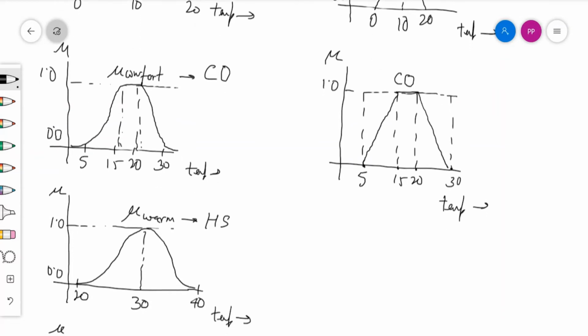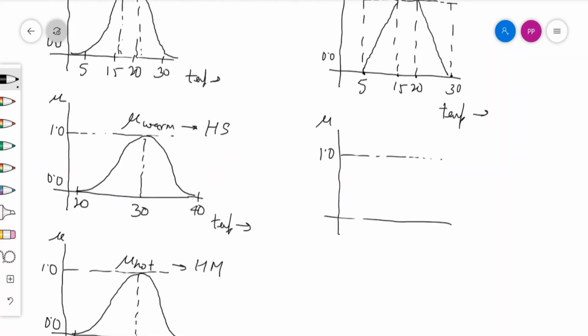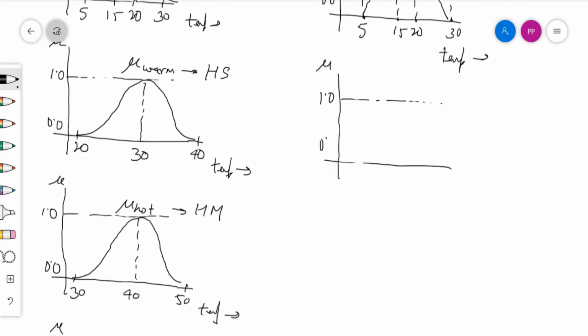Then again we have a curve but with a sharp tip, so naturally this shape belongs to the triangle. So this is the value, 0.0, and here the temperature varies from 20 degrees Celsius to 40 degrees Celsius. So let us draw it like this. This is in between 20 degree, 30 degree, 40 degree. This is the temperature.